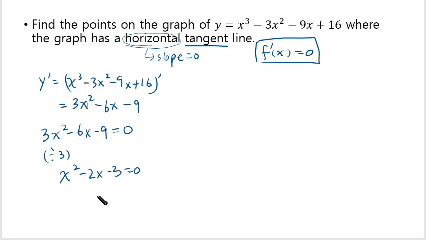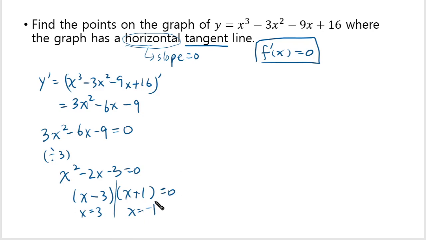And wait a minute, I think I know what this is, because if you multiply 1 times negative 3, you get negative 3. 1 plus negative 3 is negative 2. So I find that there are two numbers whose sum is negative 2 and whose product is negative 3, which in fact are negative 3 and positive 1. Oh, that's nice, because then I know that x equals 3 and x equals negative 1 are the two solutions.